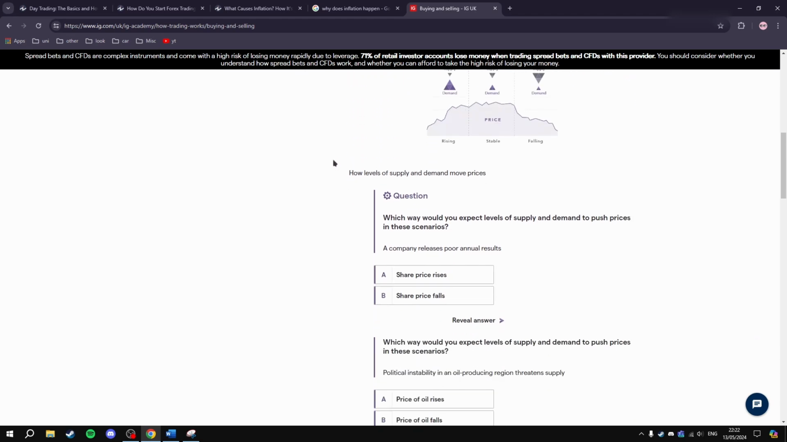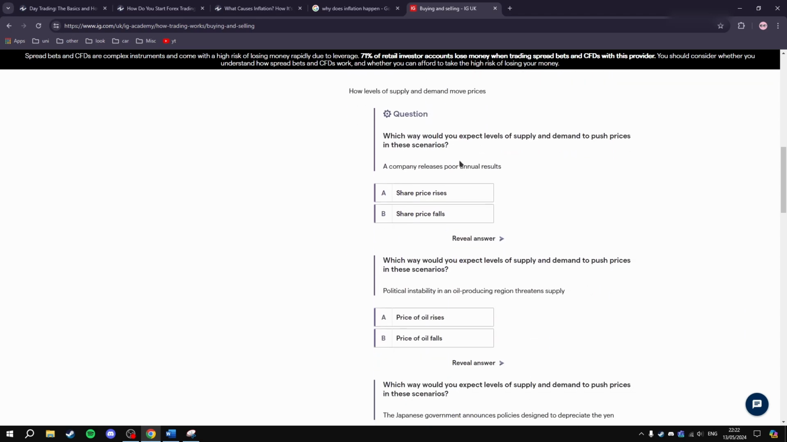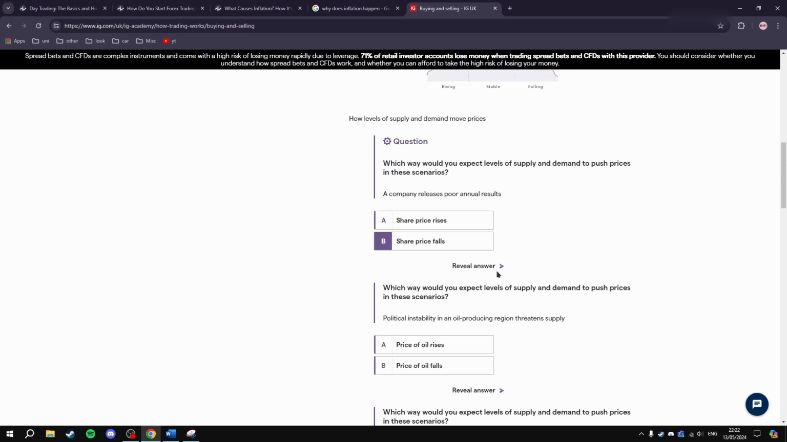How levels of supply and demand move prices? Which way would you expect levels of supply and demand to push prices in these scenarios? A company releases poor annual results. I know the share price falls, but the reason for that is, if the annual results fall, then I guess the value of the company falls, right? So the value of the company falls.